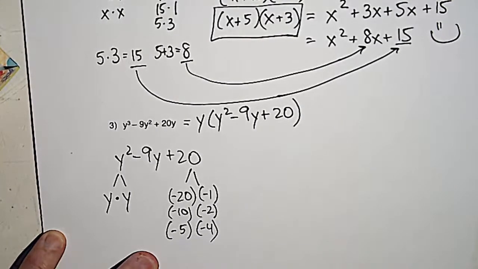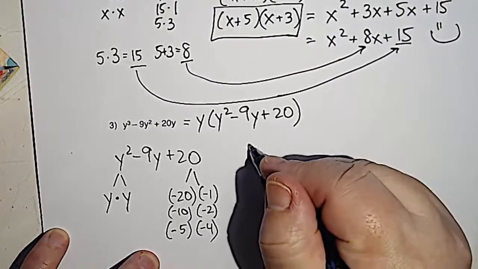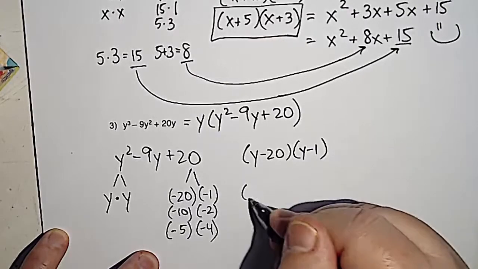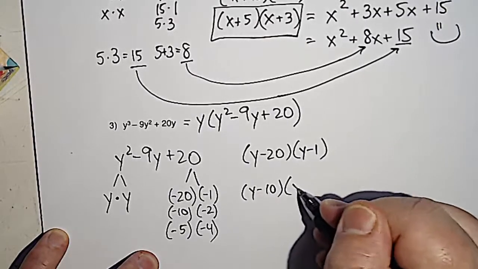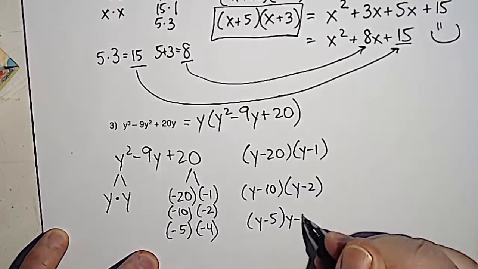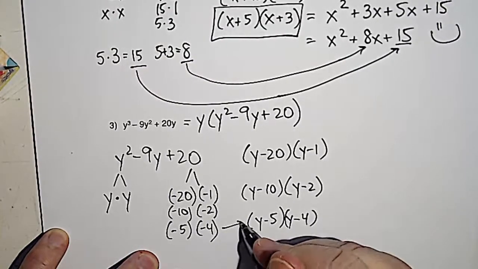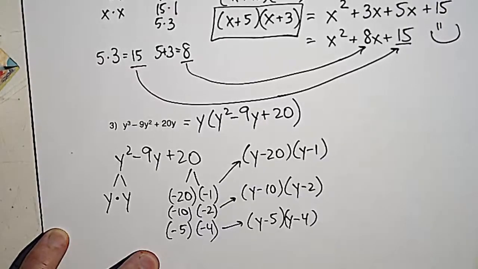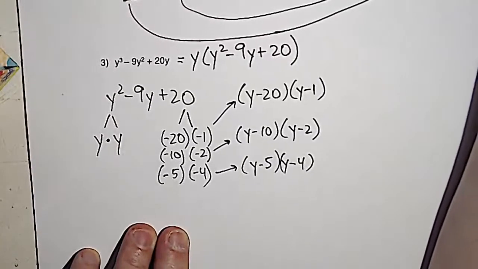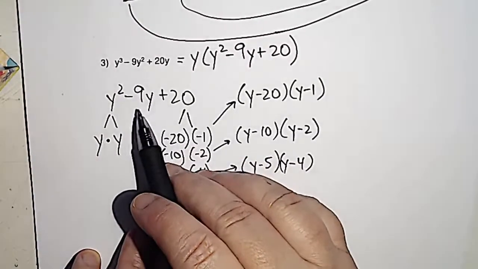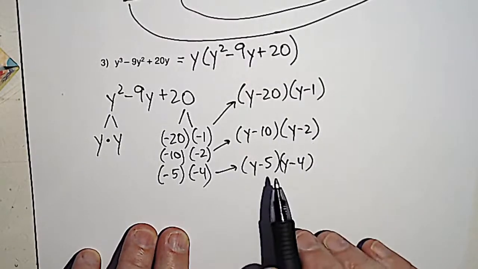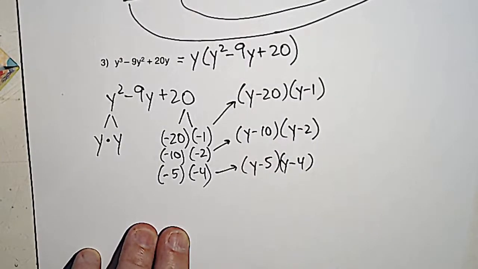I think that's it. Okay, so our options are y minus 20, y minus 1, y minus 10, y minus 2, y minus 5, y minus 4. Right? These are our options. We got 3 of them. Now, if you look at these 3, which one would you like to try? Given that we're going for a negative 9 in the middle, 20 and 1, 10 and 2, or 5 and 4. Yeah, I'm going to want 5 and 4 too.